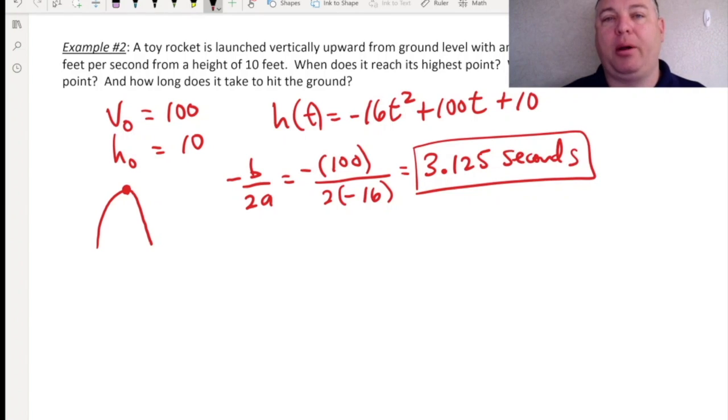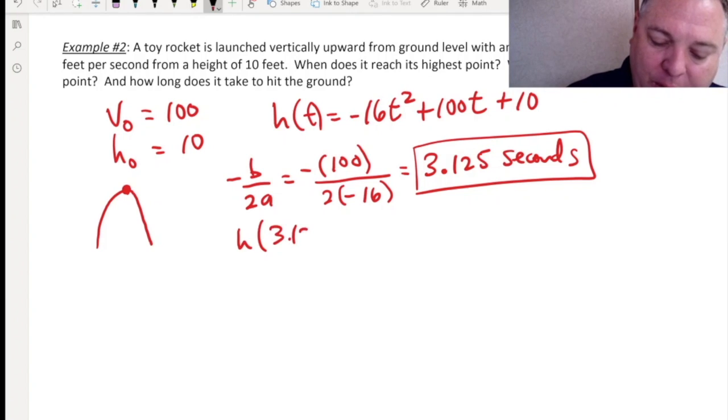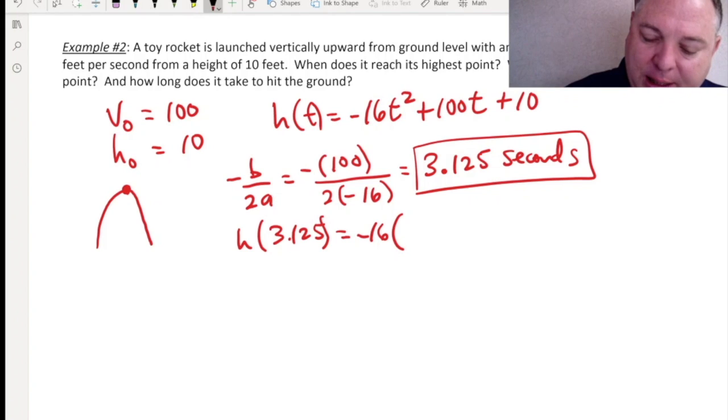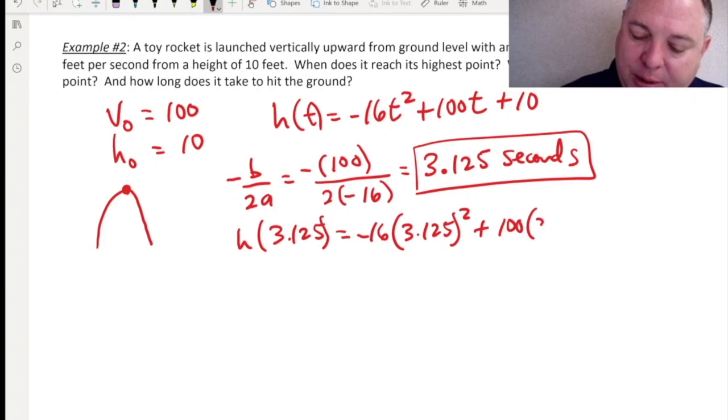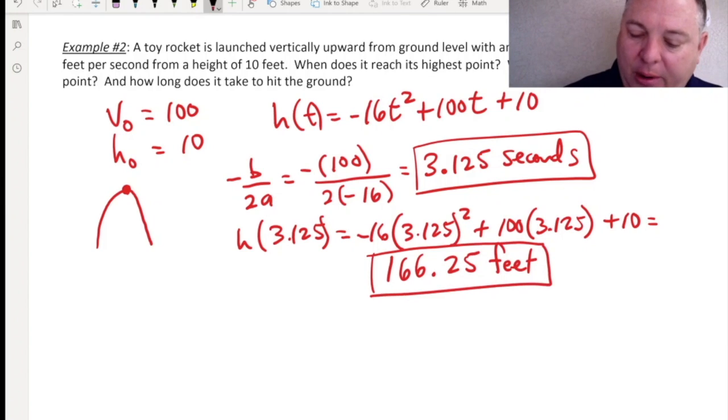So that answers the first part. When does it reach its highest point? But the second question is, what is its highest point? To find the answer to that, we need to take 3.125 and substitute it into the original equation. H of 3.125, which is negative 16 times 3.125 squared, add 100 times 3.125, and add 10. 166.25 feet. That is how high the rocket goes.